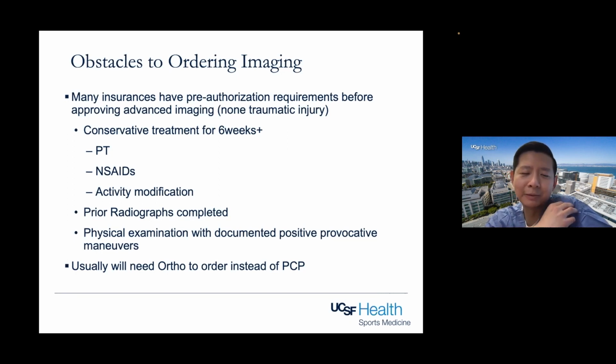And the problem is I can't just put it in the computer and say, okay, MRI for this person, just because I went through years of medical school. The insurances nowadays are capping a lot of these with pre-authorization processes. So in order for the insurance to approve an MRI order, the patient for a lot of injuries will have to have shown 6 weeks of failure of conservative treatment, which includes physical therapy, NSAIDs, and activity modification. If they haven't done that, most of the time they're not going to allow for an MRI.